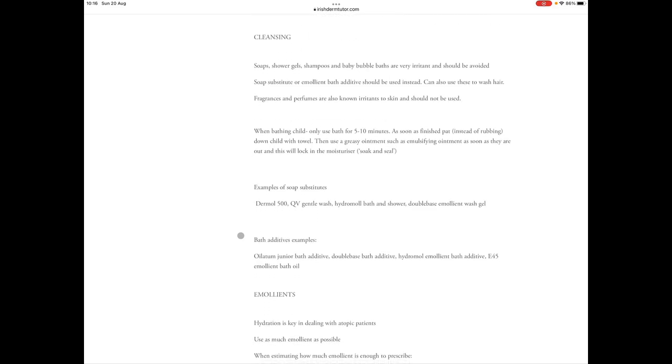So it's very important to have a good cleansing regime. So soaps, shower gels, shampoos, bubble baths, all these things are very irritant and should be avoided. So you should consider a soap substitute or an emollient bath additive instead. You can also use these to wash the hair. And also fragrances and perfumes, most of them are known irritants to the skin, and where possible they should not be used. For instance, obviously a lot of atopic patients will be children, so when bathing a child, you probably should only use the bath for about 5 to 10 minutes. Now, bathing is encouraged, but as soon as it's finished, you should pat them down with a towel instead of rubbing the area.